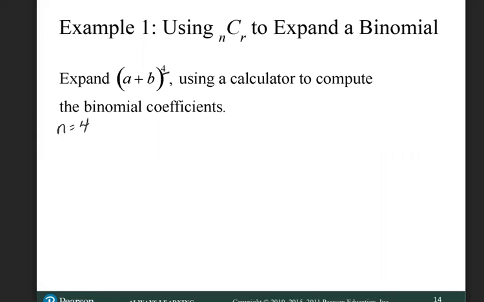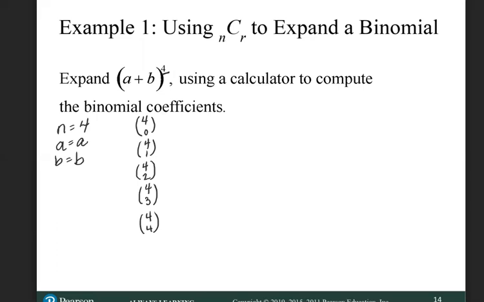Okay, then I'm going to say that a equals a, I know this is a little redundant, b equals b. The reason I'm going to do that is because sometimes our binomial will not just be a plus b. So I like to do this vertically. I'm going to set it up. 4 choose 0, 4 choose 1, 4 choose 2, 4 choose 3, 4 choose 4.